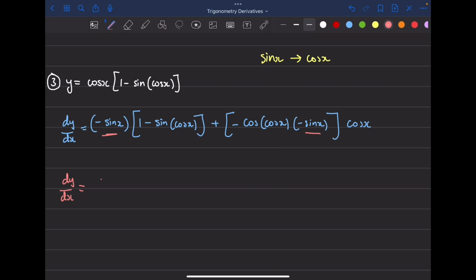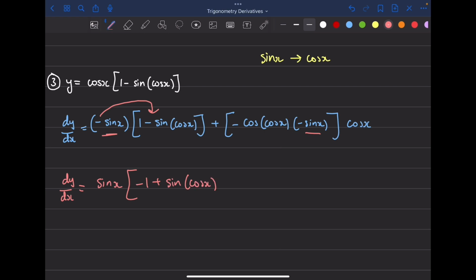I'm gonna factor out a sine x, so sine x multiplied by, we would have negative 1 times this bracket. If you multiply a bracket by negative 1, you flip the sign of everything. So we would have this as positive and this as negative. So we'd have negative 1 plus sine of cosine x. And that's it for that one.